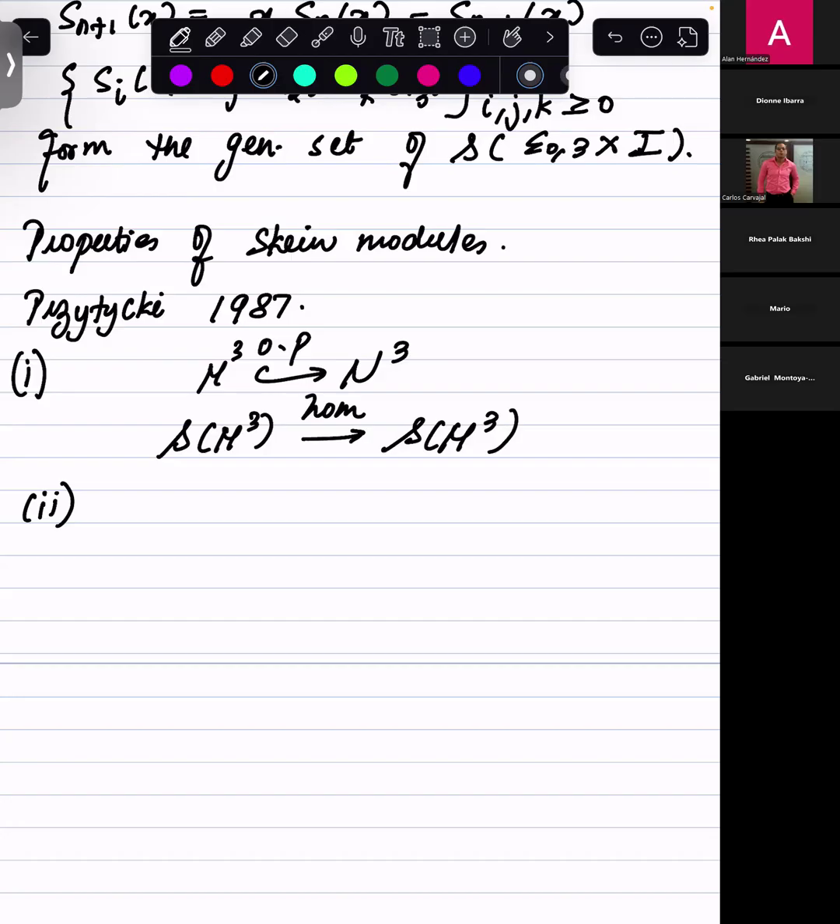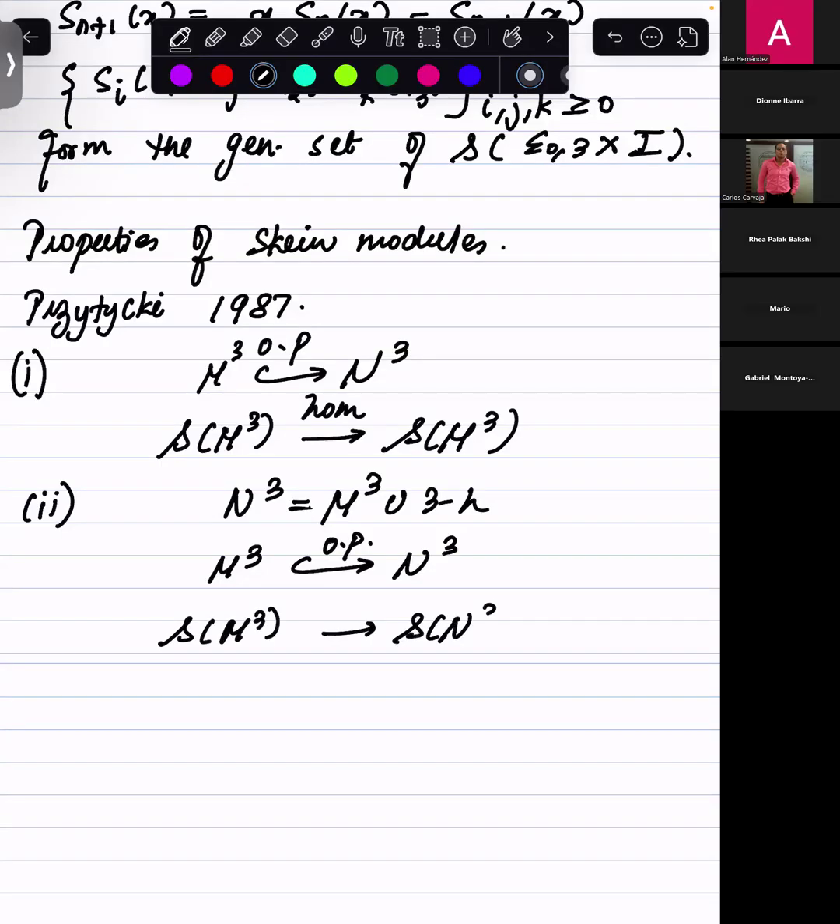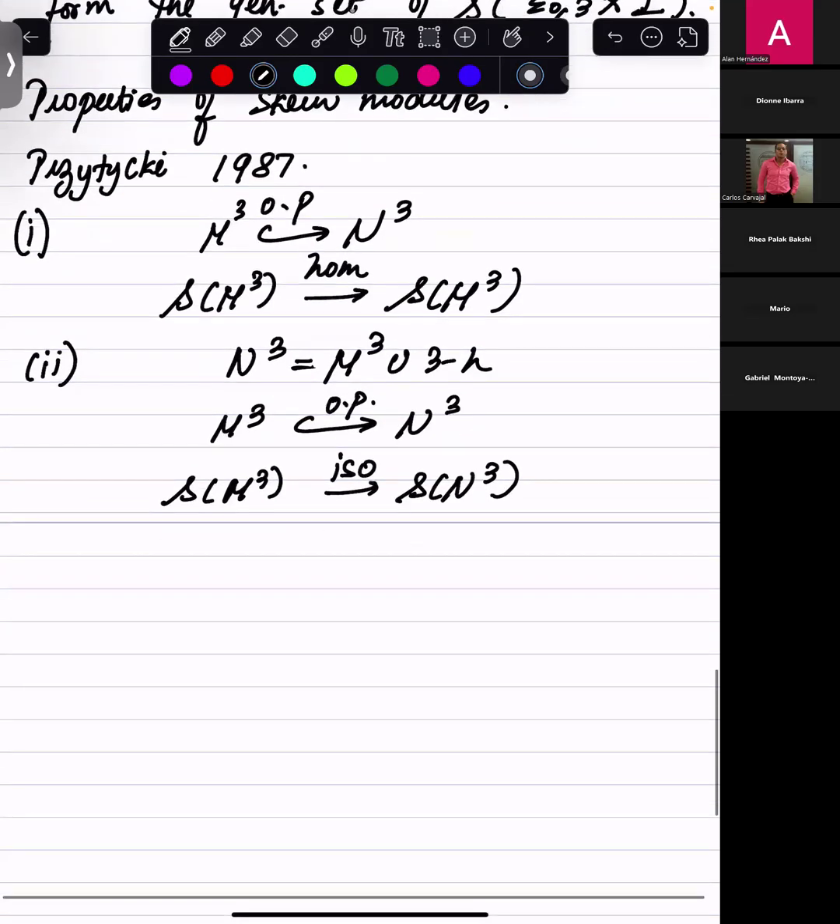Okay, the second one says the following. If you have a 3-manifold M that has a 2-sphere boundary, and you cap off that boundary with a 3-handle, then you obtain a new manifold, say N. The associated embedding, because now M is embedded in N, is an orientation preserving embedding. It should induce a homomorphism between the corresponding Kauffman bracket Skein modules, but in this case, it induces an isomorphism. So adding a 3-handle does nothing.